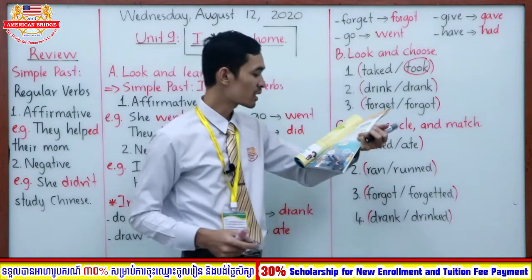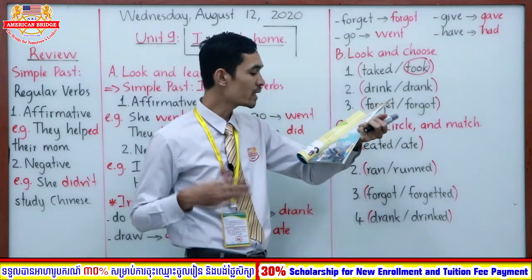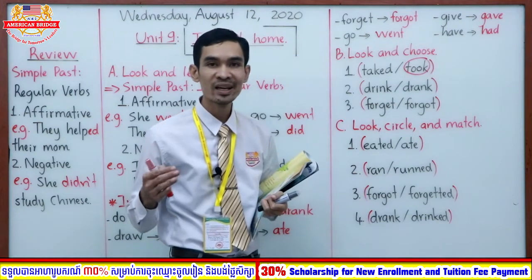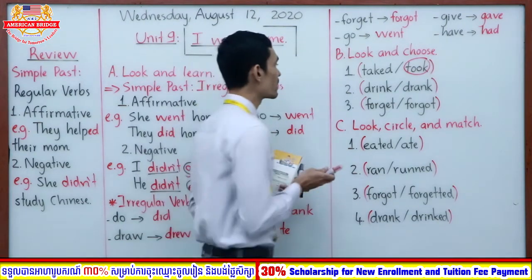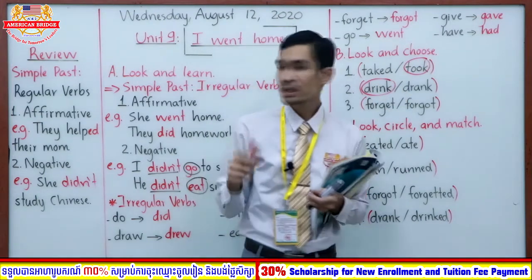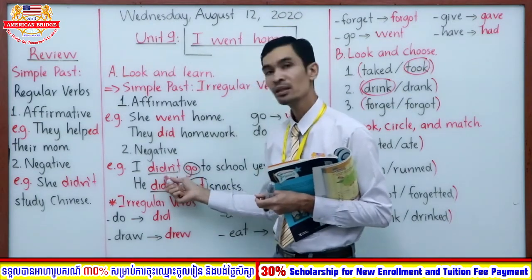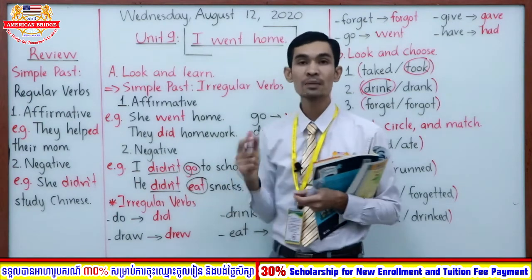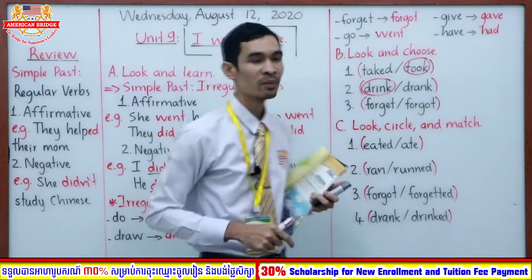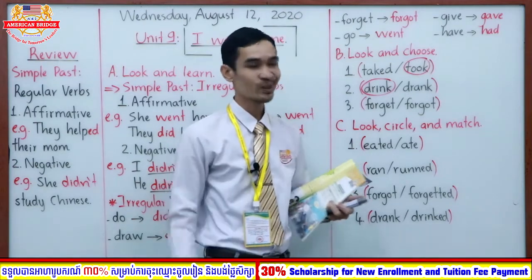Okay, how about number 2? Holly didn't drink or drank milk. Didn't drink. Very good. Why did you choose drink? Because after didn't, we have to use the base form of the verb. We cannot use the past form of the verb. So we use drink. We cannot use drank.